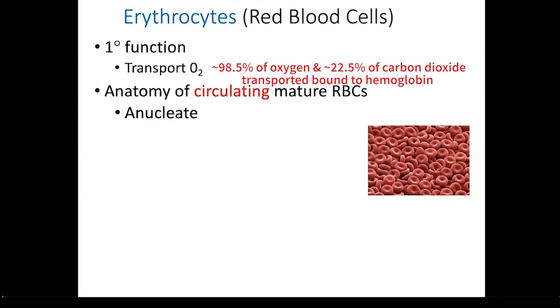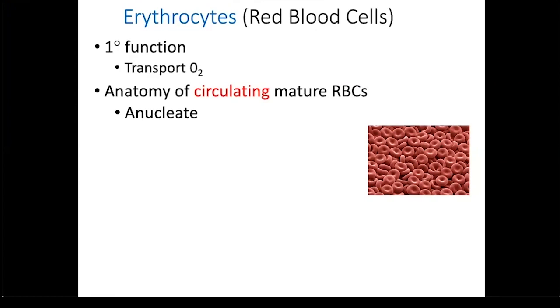It will be anucleate, which means it does not have a nucleus. It also will have few organelles. It will not have mitochondria, which are the powerhouses of the cell, nor will it have ribosomes, which are your protein-making factories. In the absence of a nucleus, you do not have any DNA or genetic material in a red blood cell. For this reason, protein synthesis cannot occur.